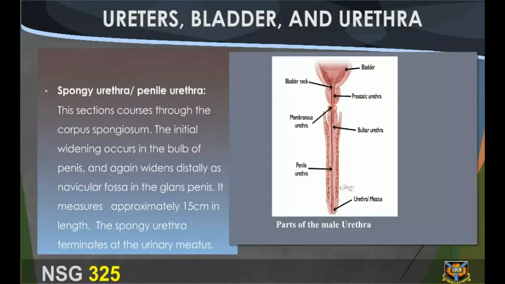Spongy urethra or penile urethra. This section courses through the corpus spongiosum. The initial widening occurs in the bulb of the penis and again widens distally as the navicular fossa in the glans penis. It measures approximately 15 cm in length. The spongy urethra terminates at the urinary meatus.